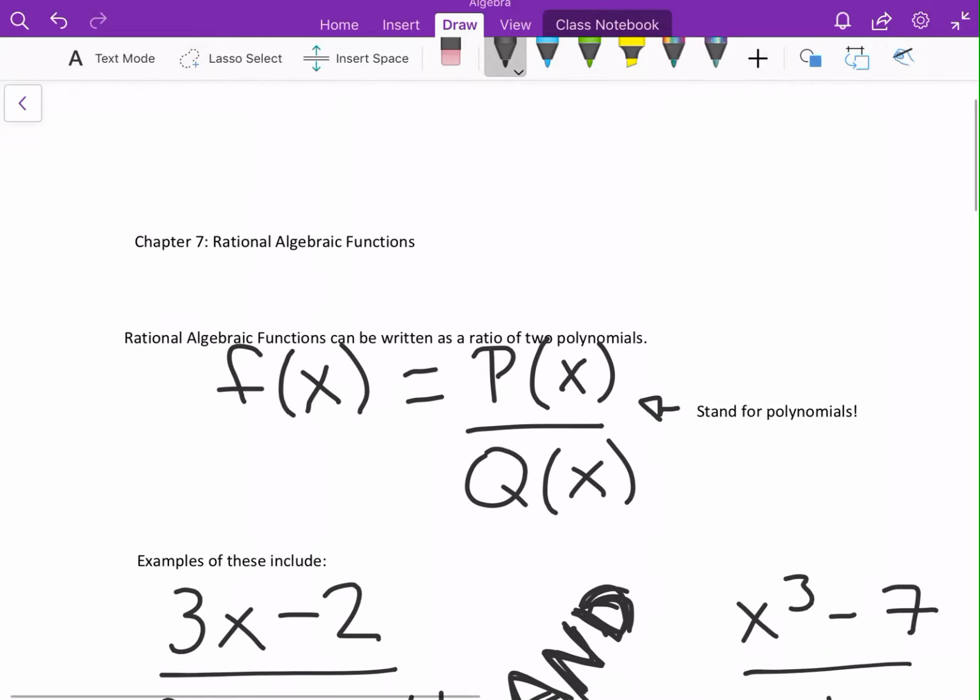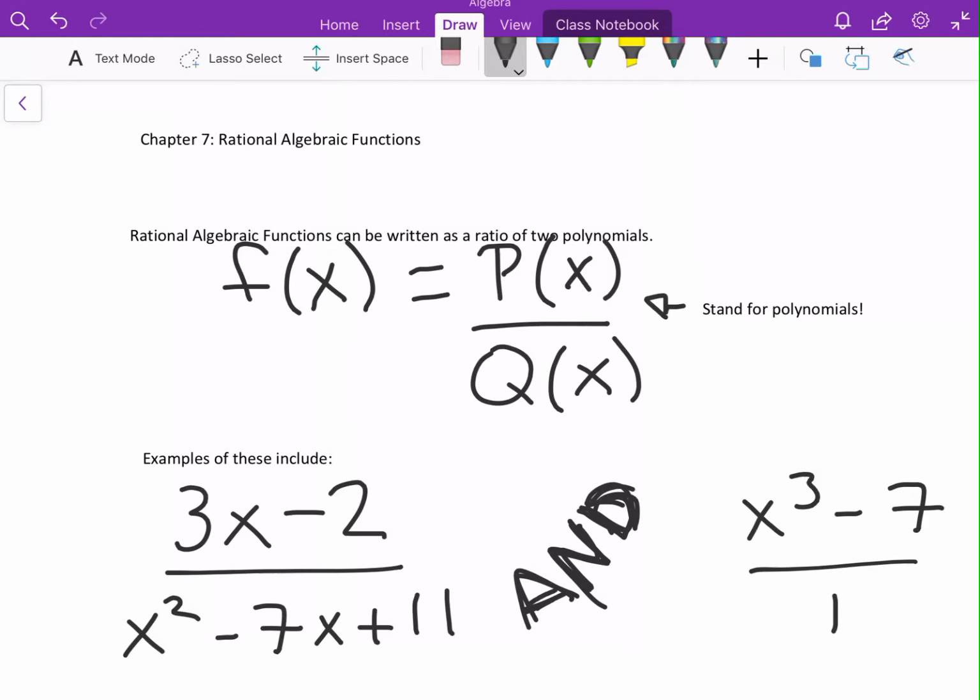Examples that you might have seen of these are as follows. You may see 3x minus 2 all over x squared minus 7x plus 11. And another example is x cubed minus 7. Remember, x cubed minus 7 can also be rewritten as x cubed minus 7 over 1 so that it is a ratio.